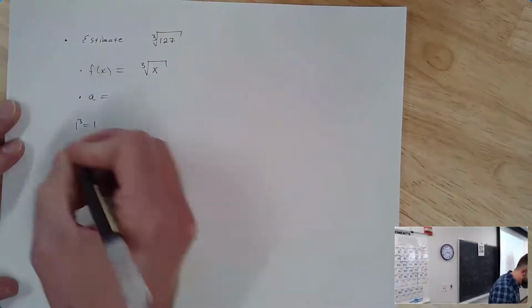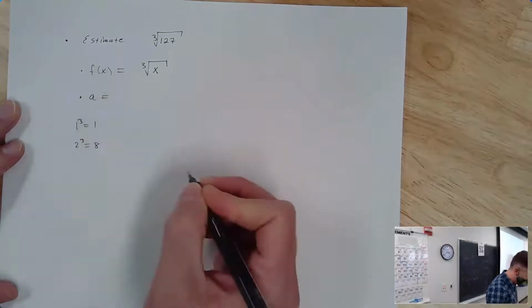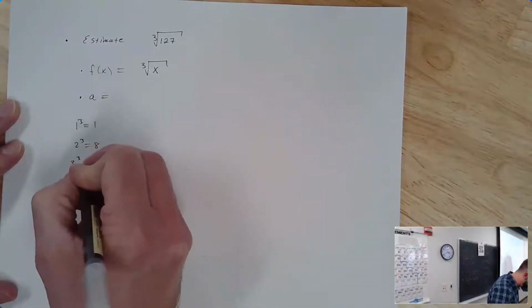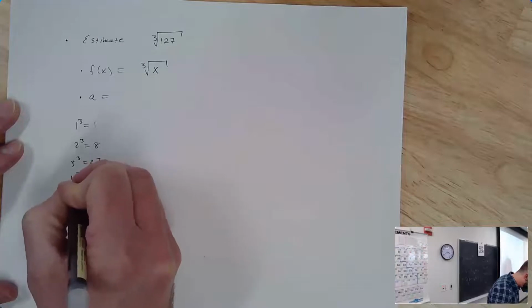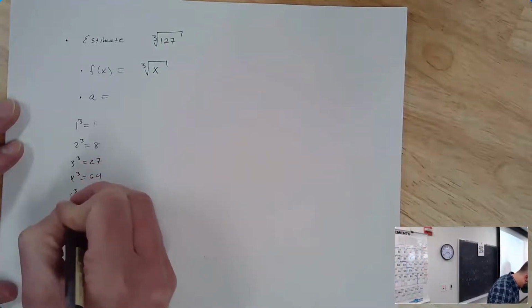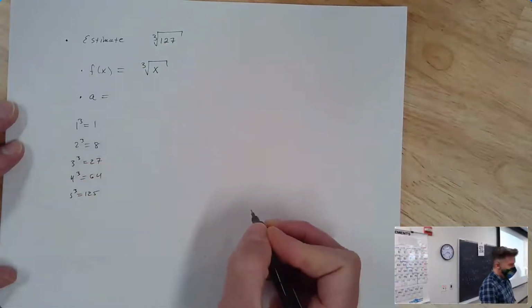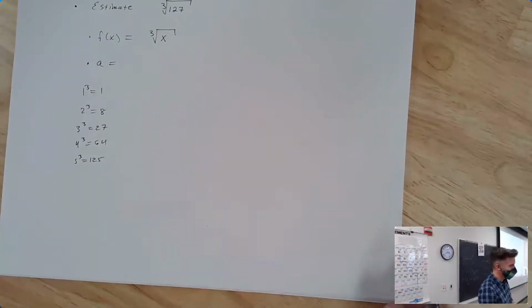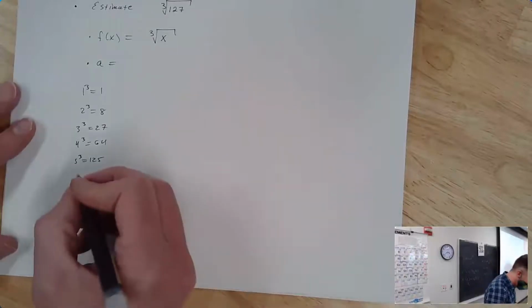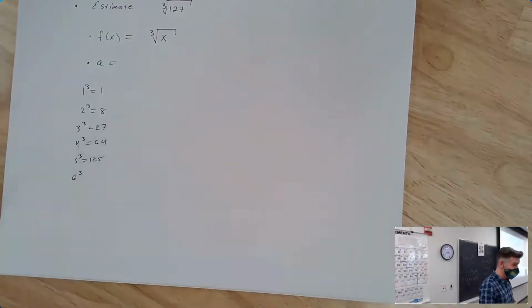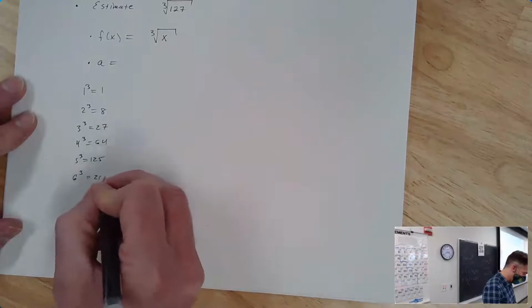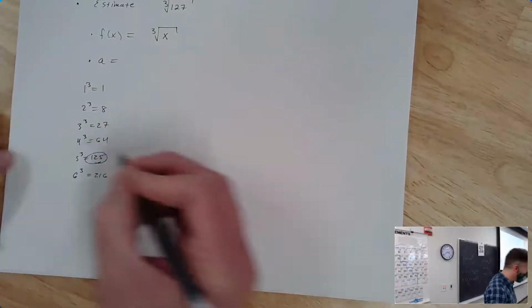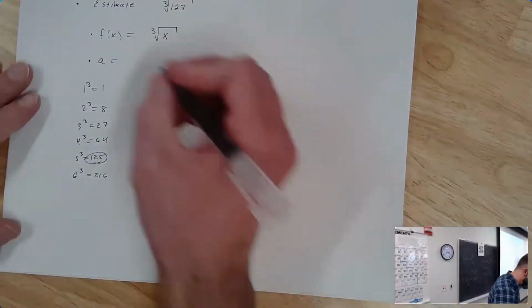Okay, it feels kind of silly to start that small. But 1 cubed is 1, 2 cubed is 8, 3 cubed is 27, 4 cubed is 64, 5 cubed is 125. You technically should look on either side of 127 to see which one's closer, but I think you can all see that 5 cubed is definitely going to be closer than 6 cubed. And 6 cubed is what, 216? This is definitely the one. So that's your a value.